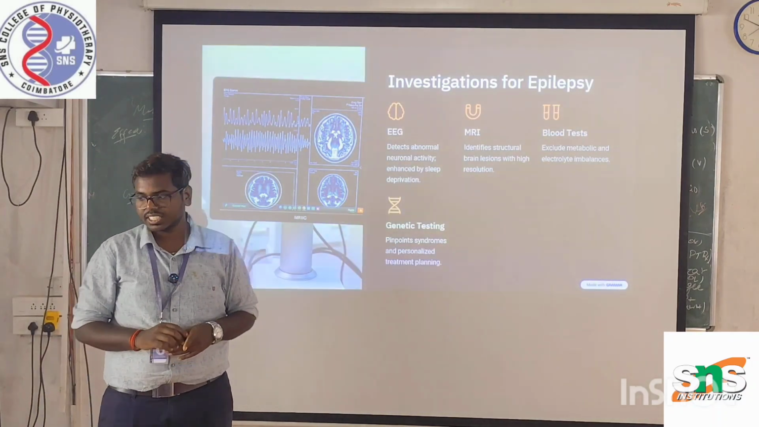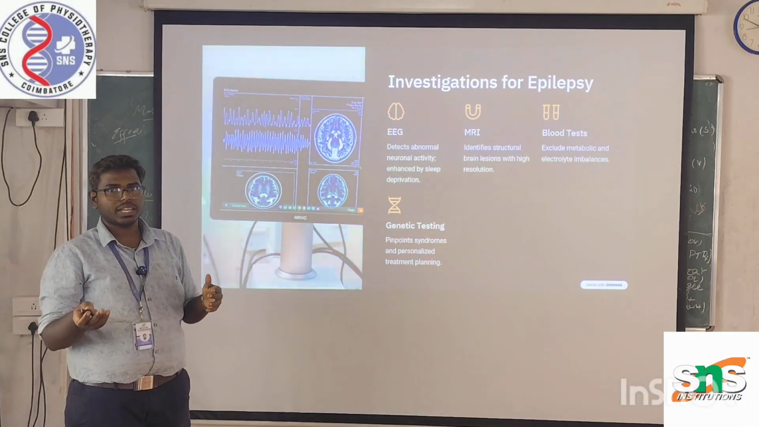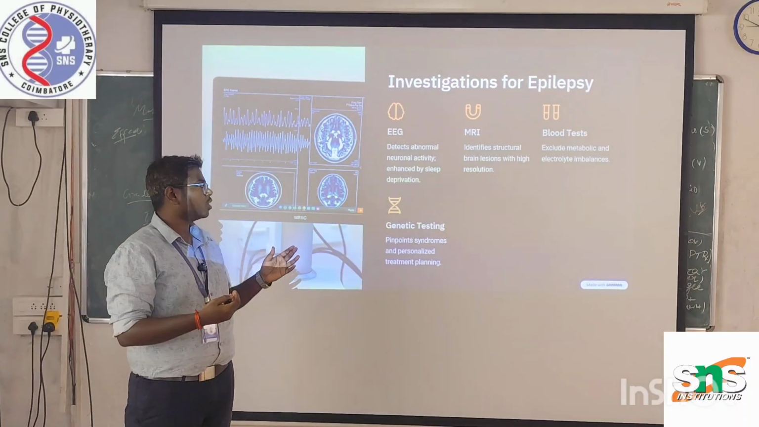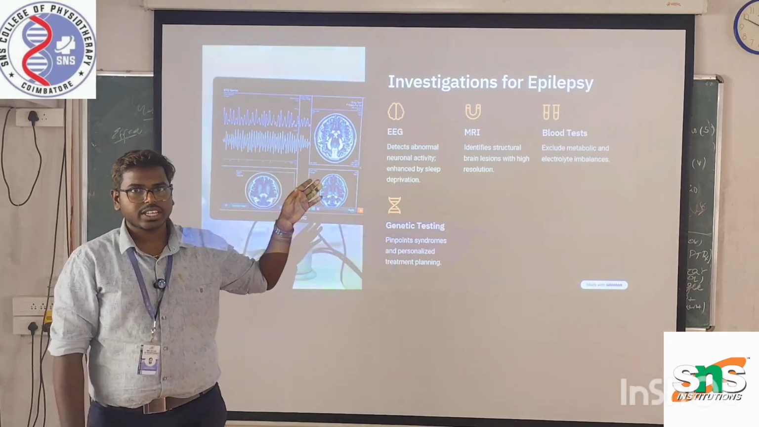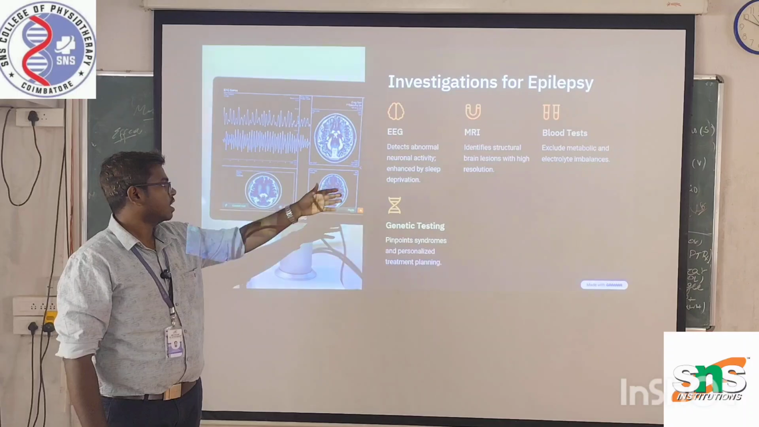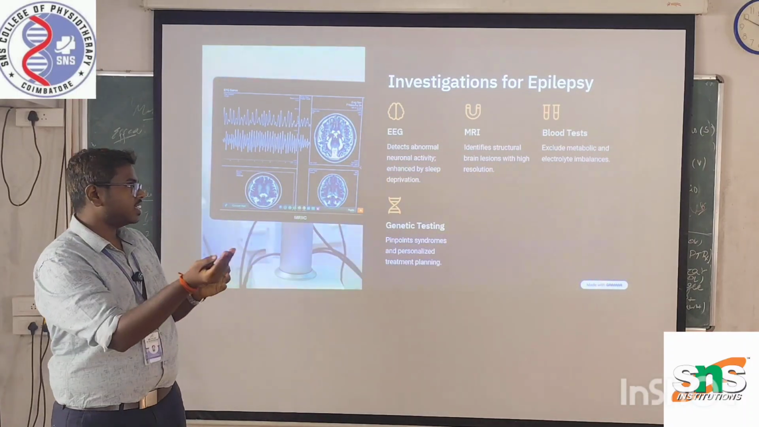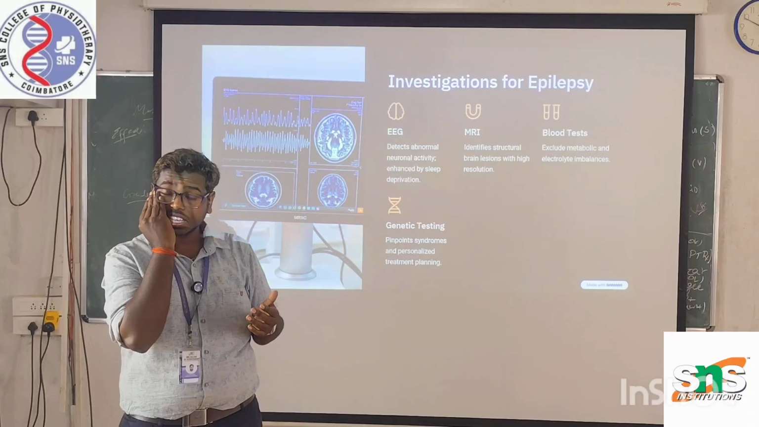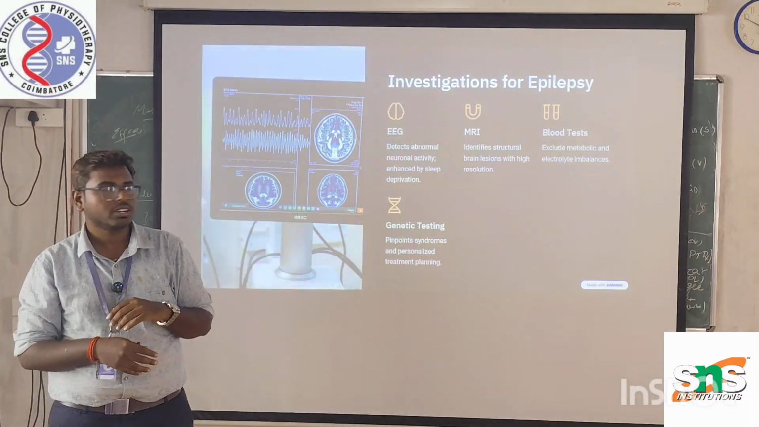So investigations. How can we diagnose whether the person has epilepsy or not, using investigative methods? The first one is EEG, electroencephalography, then MRI scans, then blood tests, and finally we can also use genetic tests. Using these investigative methods, we can identify whether the person has epilepsy or not.